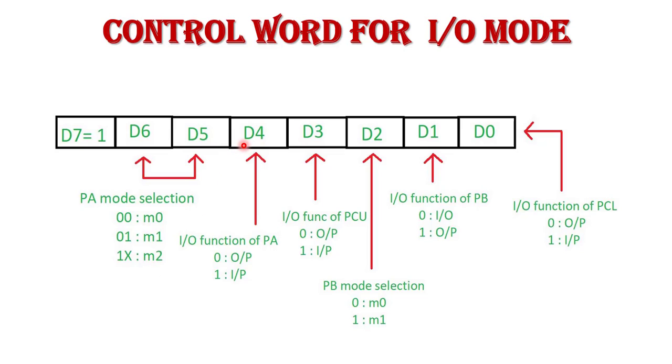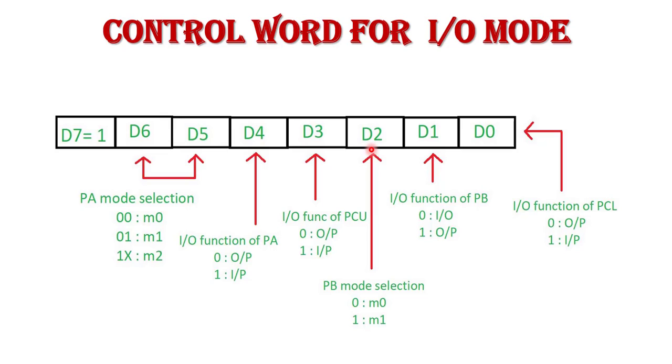Next is the D4 bit. D4 bit defines the input output function of port A. It means port A works as an input port or port A works as an output port. If the value of D4 is 0, port A works as an output port. If the value of D4 is 1, port A works as an input port. Next is the D3 bit. D3 bit defines the input output function of port C upper. If the value of D3 is 0, PC upper works as an output port. If the value of D3 is 1, port C upper works as an input port.